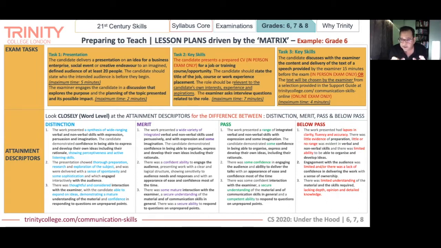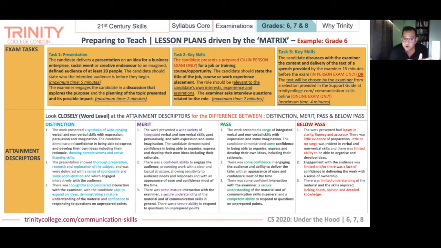And I apologize because this is an image which is tough on the eyes. I agree with that, but it's just that there's no easier way to put this all across in one single go. But what I have done is I've tried to use color to create some sort of distinction. So if, for instance, you look at the difference between a distinction and a merit with regard to one particular skill. So the work is presented, all right, was a synthesis of wide-ranging verbal and non-verbal skills with expressions.